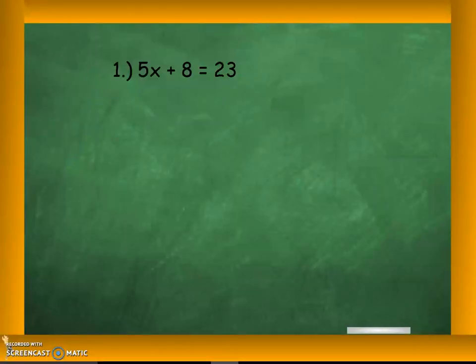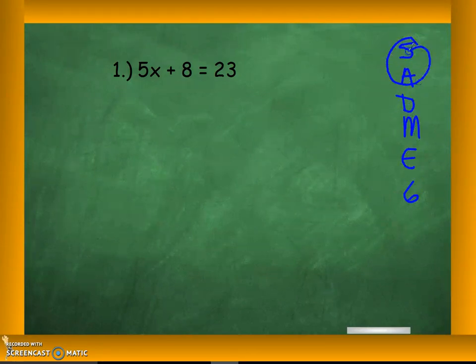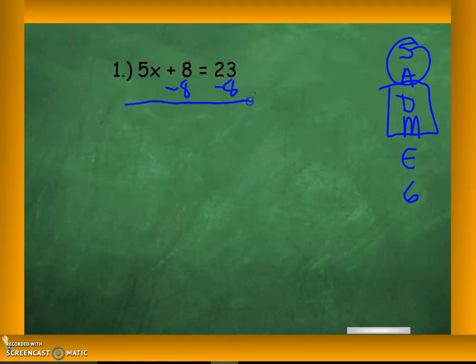Let's take a look at example 1. 5x plus 8 equals 23. We're going to do SAD MEG. So we're going to look for any addition and subtraction first. I see a plus 8. I want to do the inverse or the opposite. The opposite is minus 8. So I'm going to do 23 minus 8, and we're going to get 15.